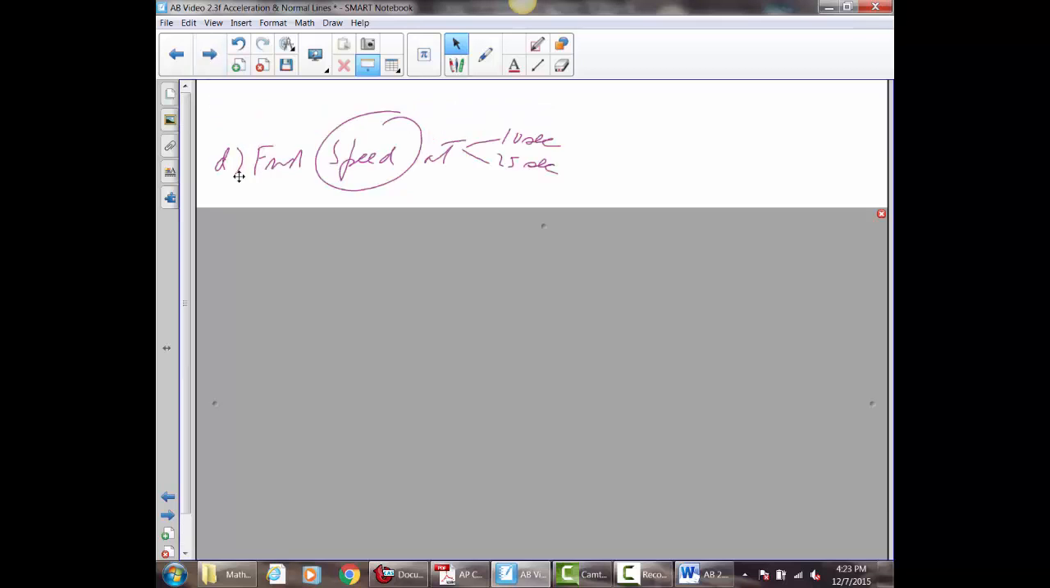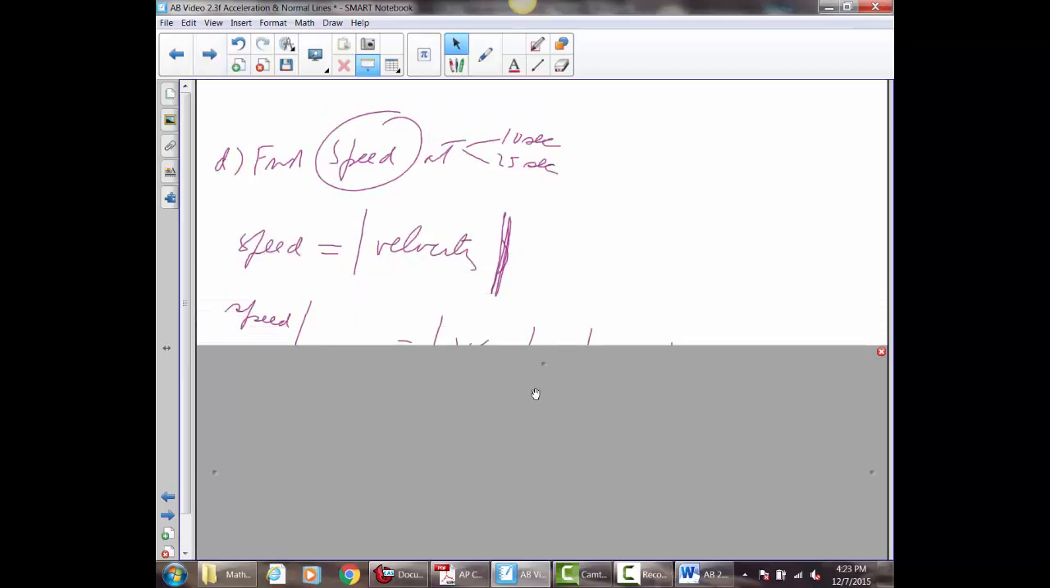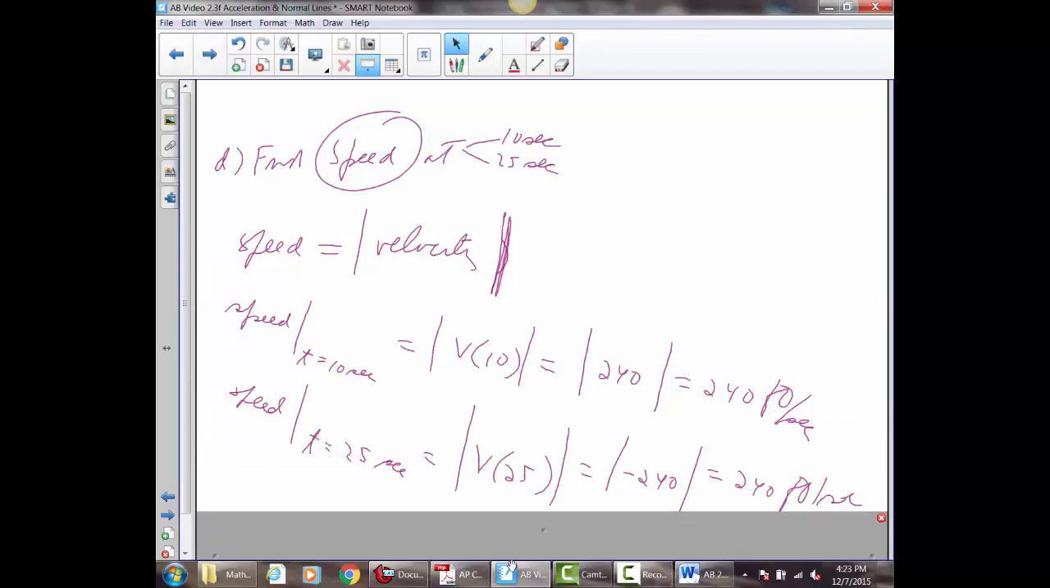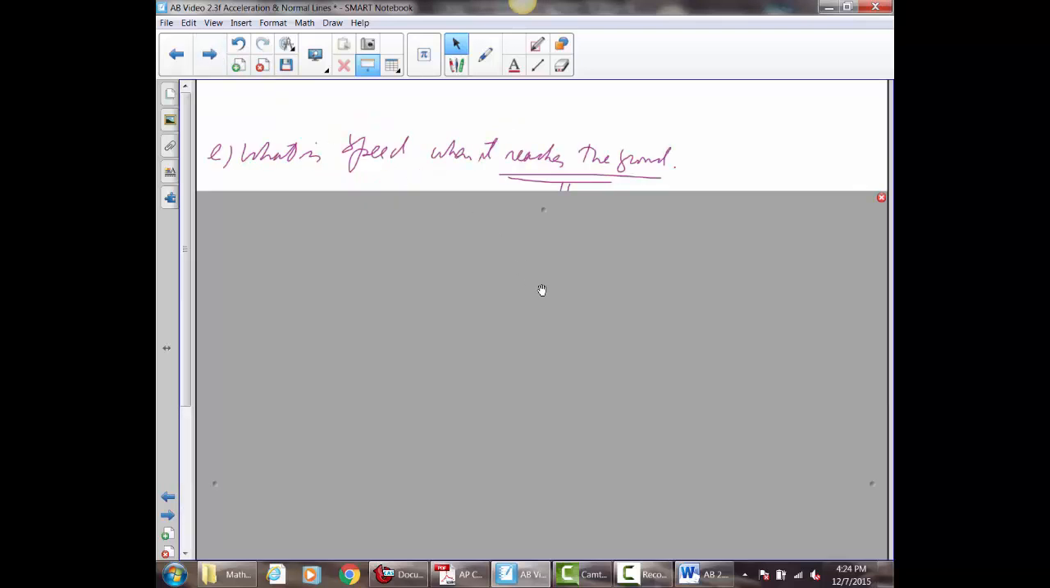And part D, what's the speed? Well, remember, the speed is the absolute value of the velocity. So the speed at 10 seconds is the absolute value of the velocity at 10 seconds. So what happens is they're both positive. What is the speed when it reaches the ground?